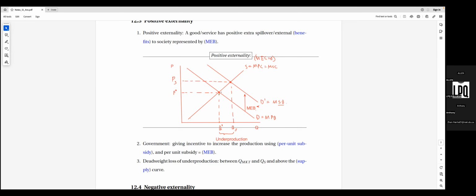Okay, that means the quantity determined by the private market is less than the social optimal. So the deadweight loss is here. This shaded area is called the deadweight loss.